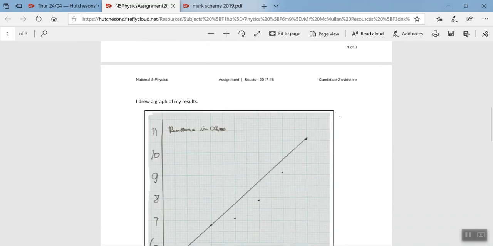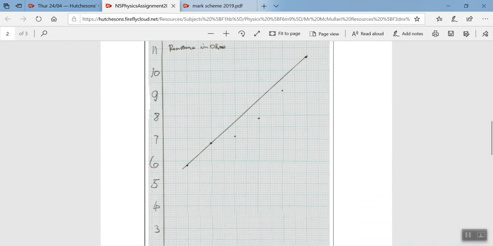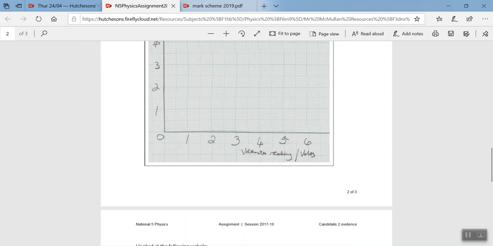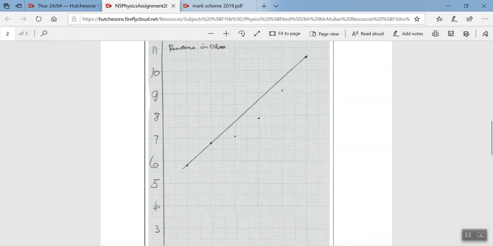If we look at their graph, okay, now the graph they've plotted without too many problems. It goes up 0, 1, 2, 3, 4, 5, 6, which is 1 per box, which is fine. They have units with labels. They have a straight line when it looks like a curve.